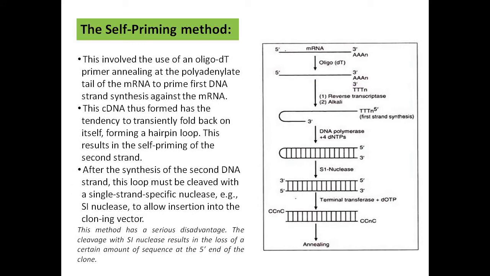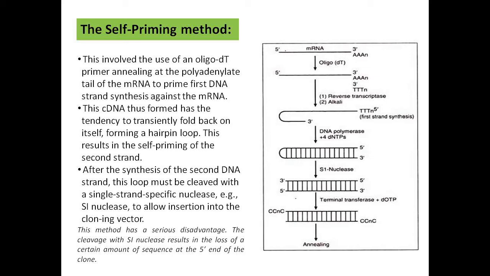Coming on to the second method, which is the self-priming method. Now this involves the use of an oligo T primer annealing at the polyadenylate tail of mRNA to prime the first DNA strand synthesized against the mRNA. This cDNA thus formed has the tendency to fold back on its own, forming a hairpin loop. This results in the self-priming of the second strand, because from here the second strand starts getting constructed.